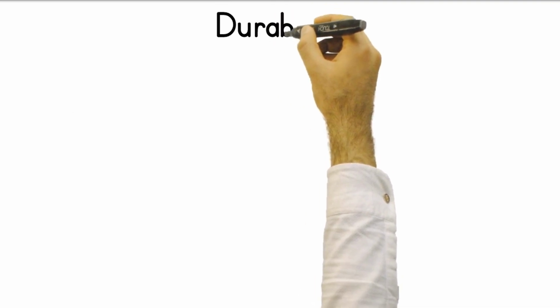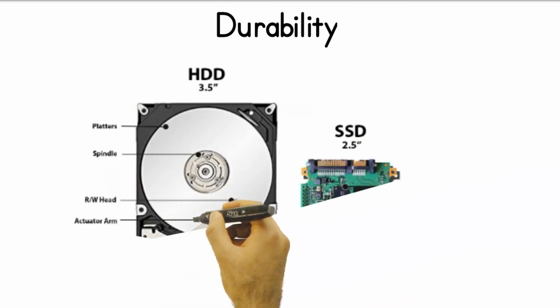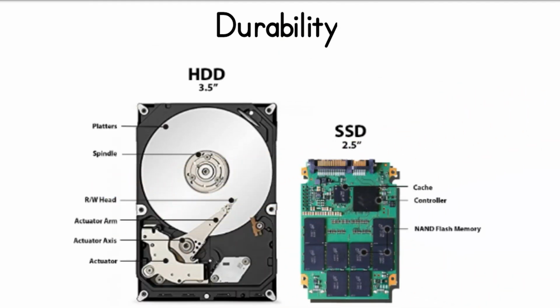Durability. HDD. More prone to physical damage because of moving parts. Drops, shocks, or vibrations can cause the mechanical components to fail, leading to data loss. SSD. More durable and resistant to physical shock because there are no moving parts. This makes SSDs better suited for laptops and portable devices.